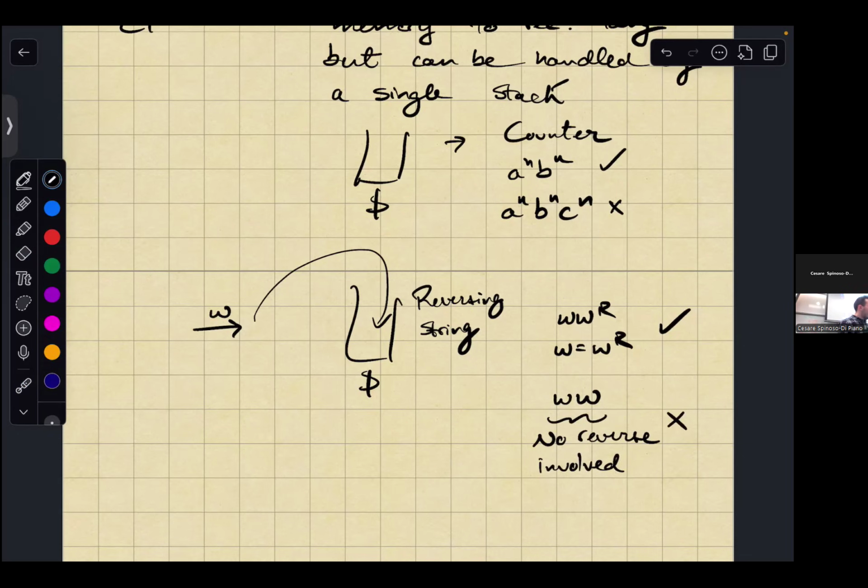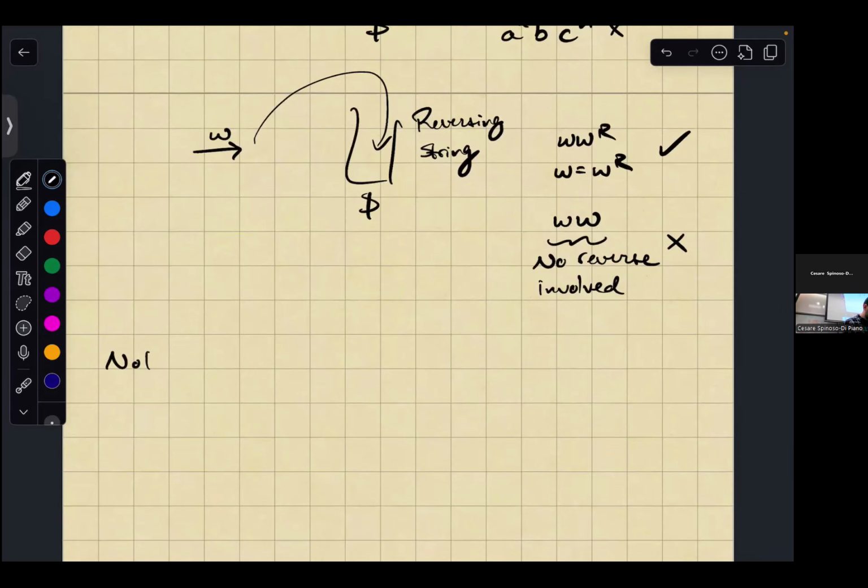Okay, and then finally, if something is not context-free at all, then it's basically what I just said. You essentially need at least two stacks. So a^n b^n c^n, WW, and so on.